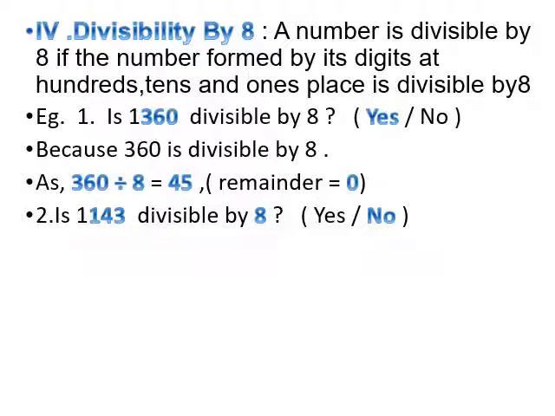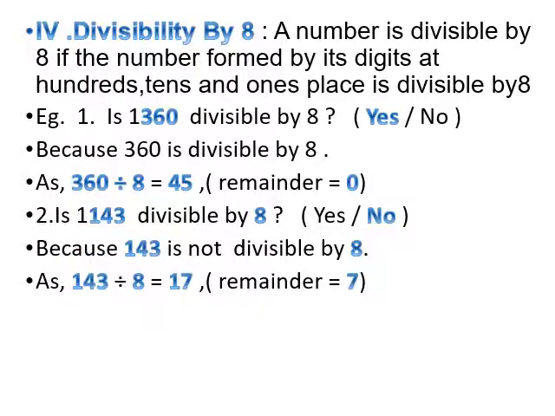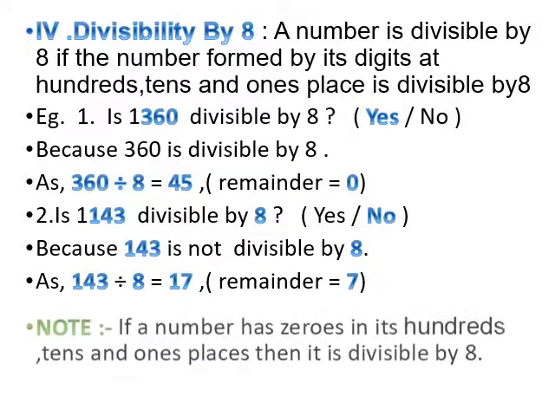Now the second example, is 1143 divisible by 8 or not? So we will check the hundreds, tens and ones place digits, that is, whether 143 is divisible by 8. The quotient is 17, but here the remainder is not 0, the remainder is 7, and therefore 143 is not divisible by 8, and therefore we can say 1143 is also not divisible by 8.